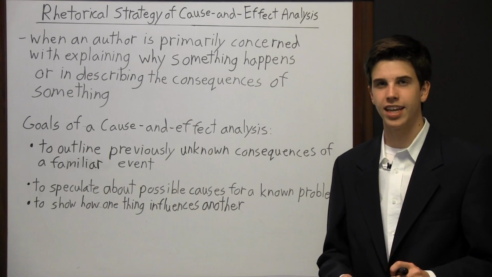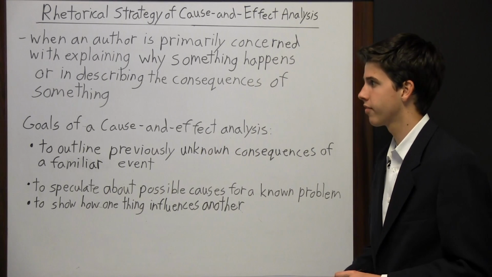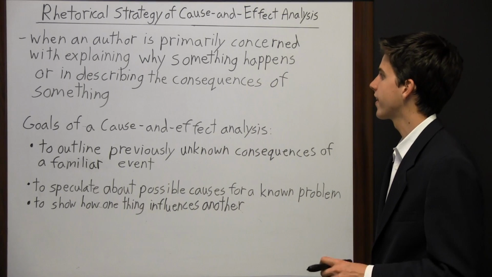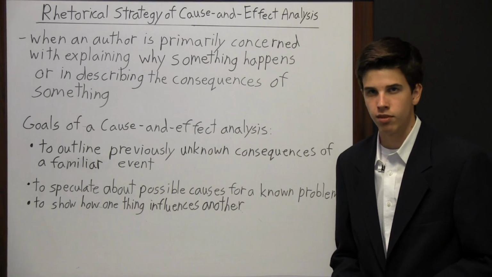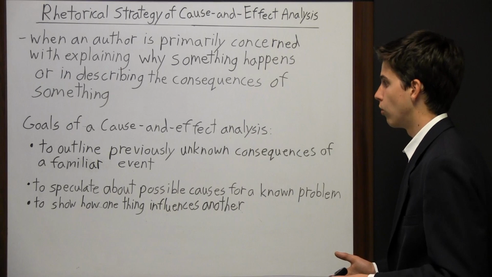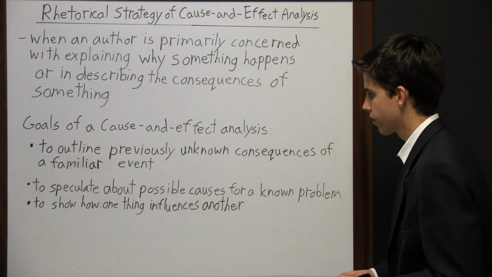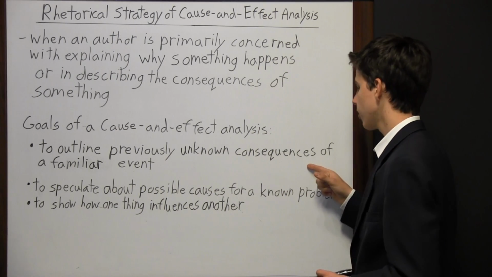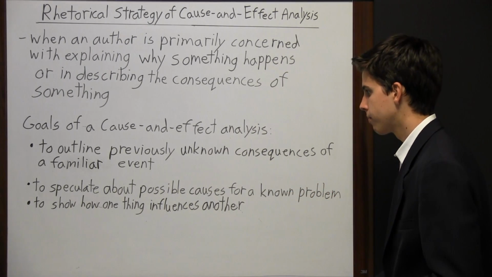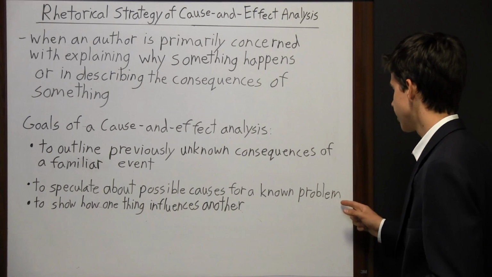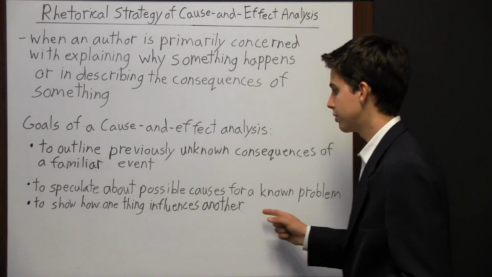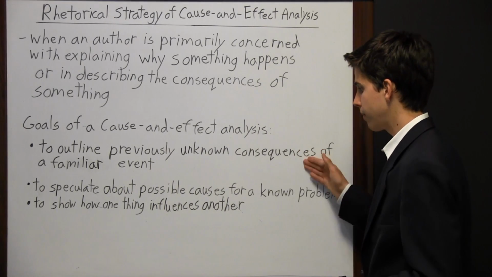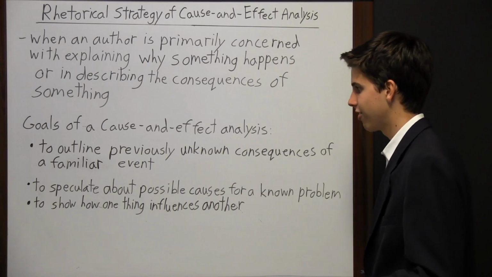When an author is engaged in a cause and effect analysis, then the author is primarily concerned with explaining why something happens or in describing the consequences of something. And so authors have different goals of a cause and effect analysis. But there are three common goals that a writer may have. One is to outline previously unknown consequences of a familiar event. Another is to speculate about possible causes for a known problem. And a third common reason is to show how one thing influences another. So a writer may pick any of these reasons to write a cause and effect analysis.